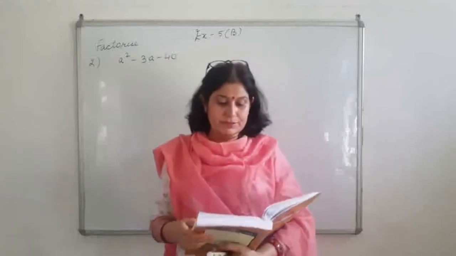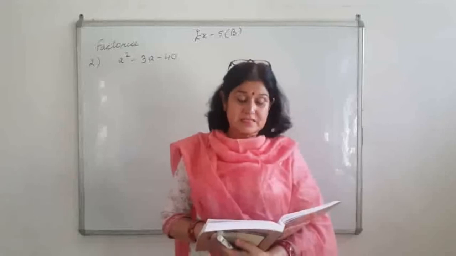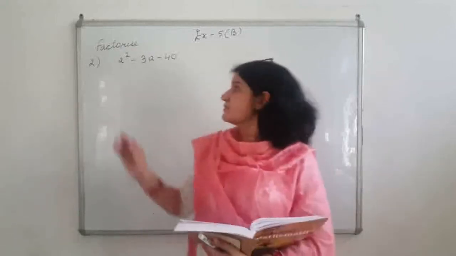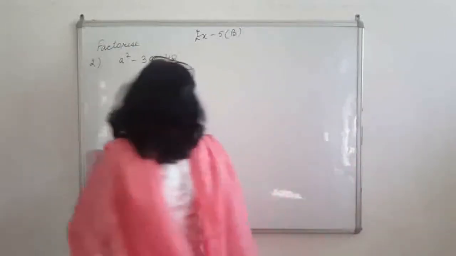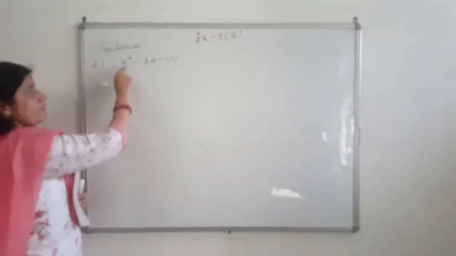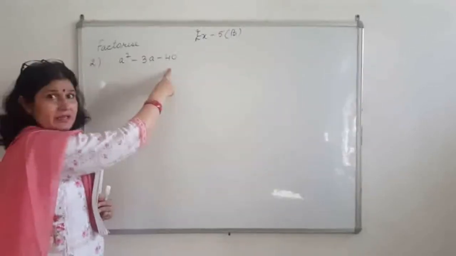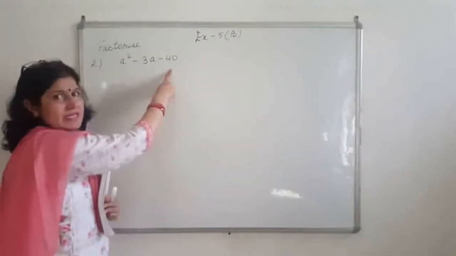Standard 9th. Today we will revise exercise 5B. In this exercise we will learn how to factorize a trinomial. Trinomial means 3 terms are given. First of all we have to see whether it is quadratic or not. If it is quadratic we have to arrange it in descending powers or ascending powers.